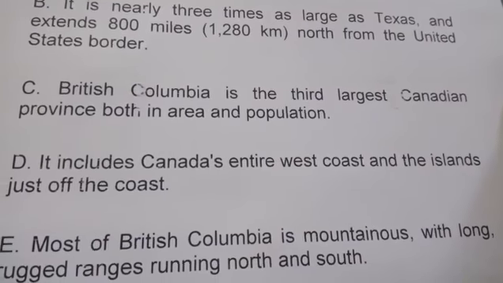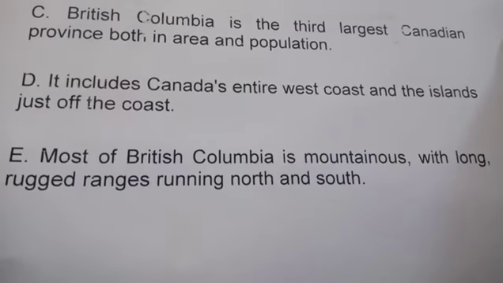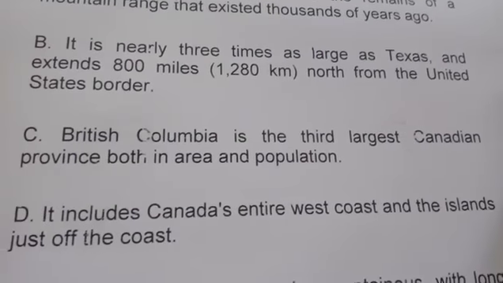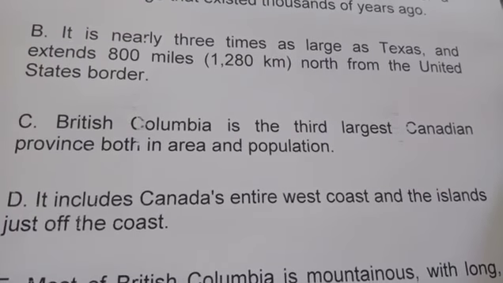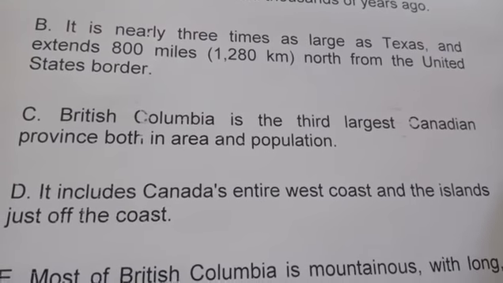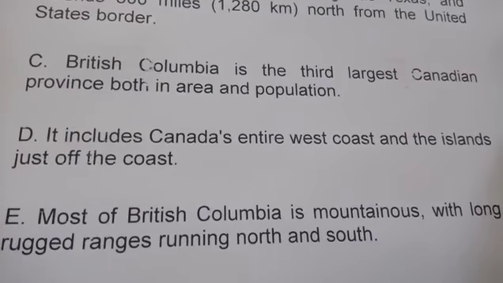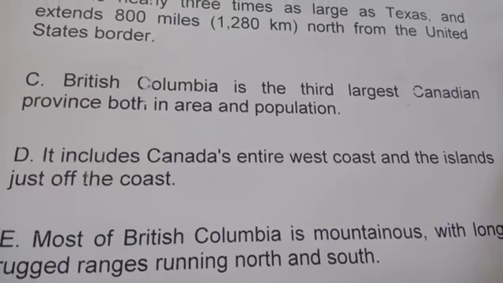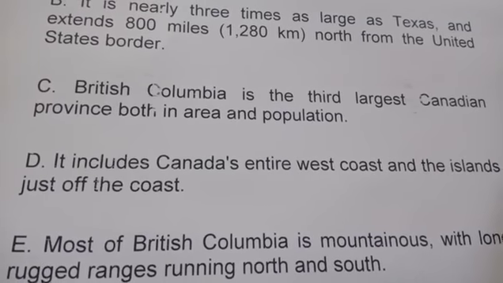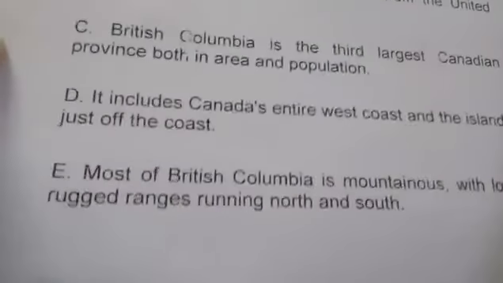Now we have two sentences that start with it, paragraph B and paragraph D. But in C, we have "British Columbia is the third largest." And in B, we again have the words "it is nearly 3 times as large as Texas." So largest, as large. So as I said, words are being repeated, right? And when words are being repeated, more often than not, they will be in pairs.